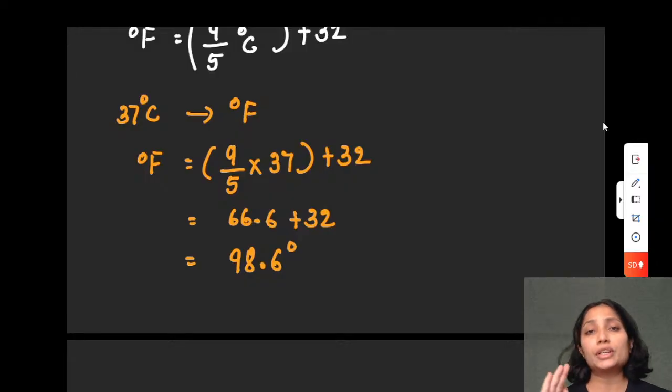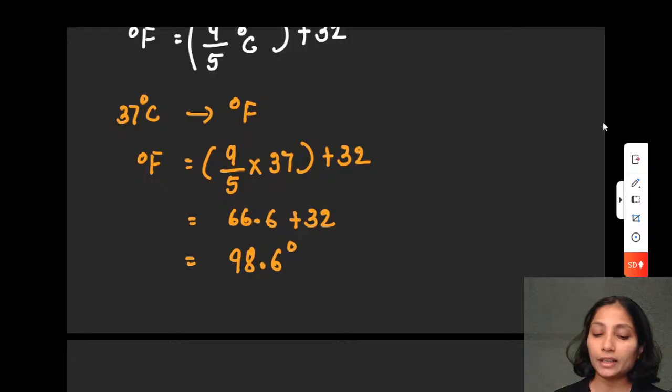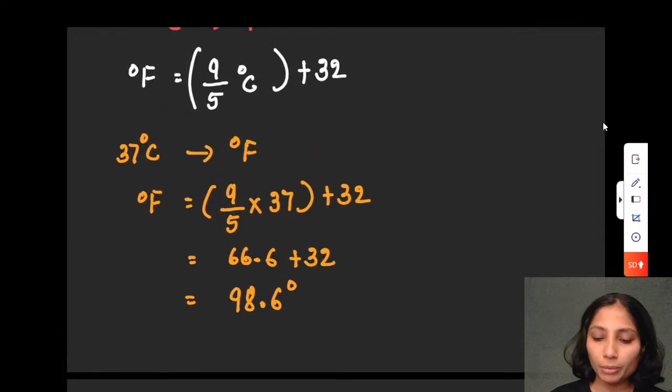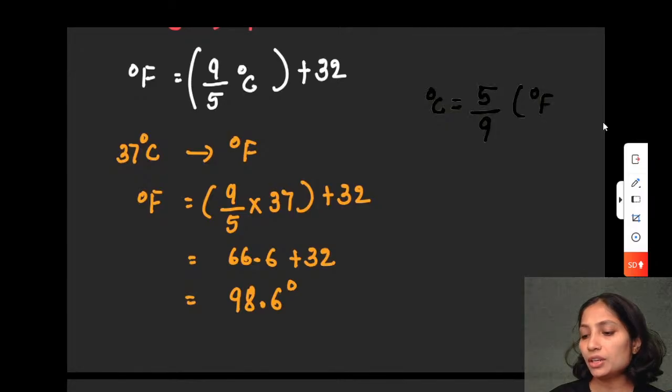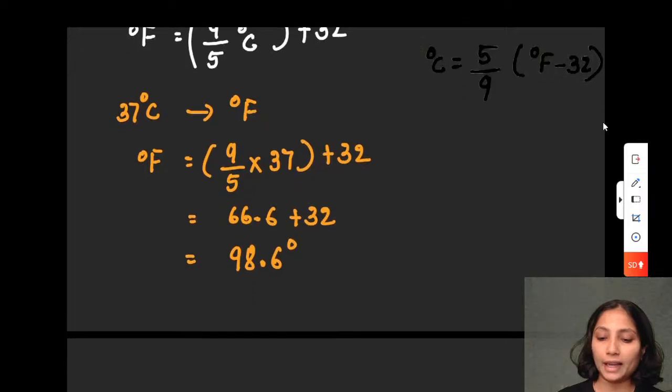You have to substitute directly wherever required. Substitute that degree Celsius value, or in case Fahrenheit is given and you want to calculate degree Celsius from that, just reverse the formula, rearrange the formula and calculate. How will you rearrange the formula? Degree Celsius is equal to 5 by 9 into degree Fahrenheit minus 32. So by rearranging, you can calculate like this.